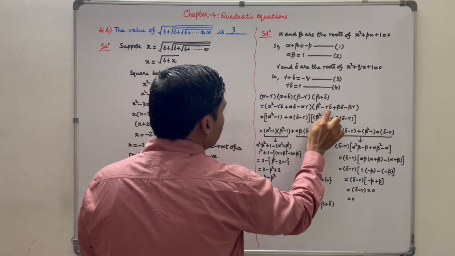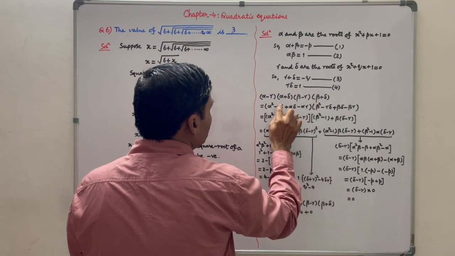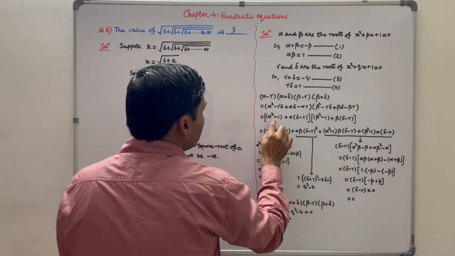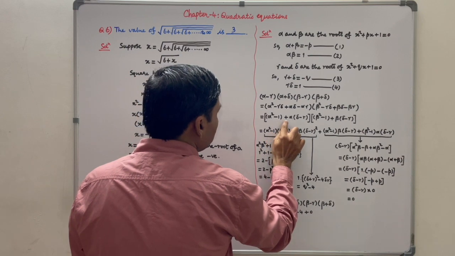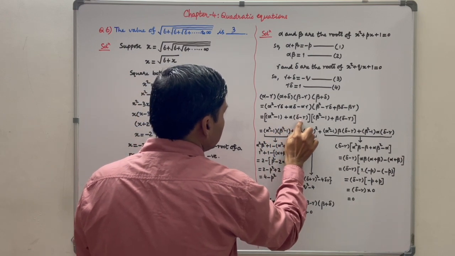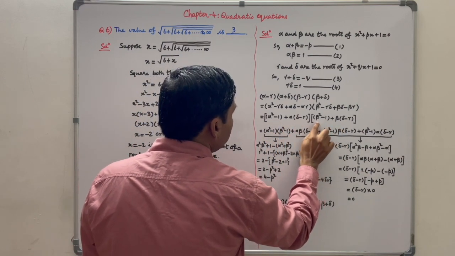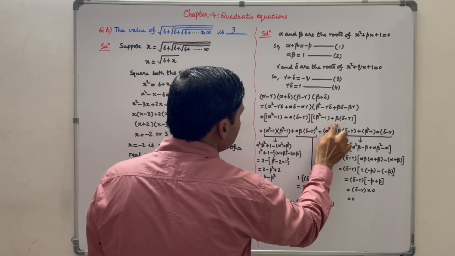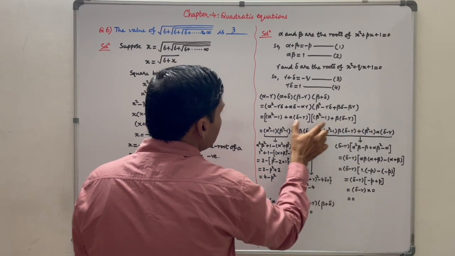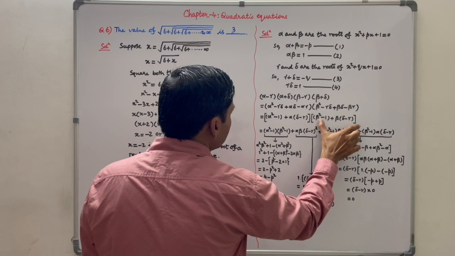Value of gamma delta is equal to 1. So we will put 1 here. So we get alpha square minus 1 plus alpha into (delta minus gamma). And here we get beta square minus 1 plus beta into (delta minus gamma). Now we will multiply these two together.